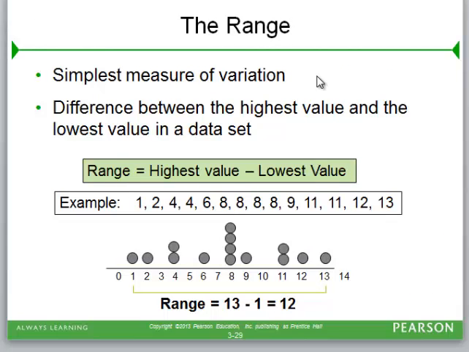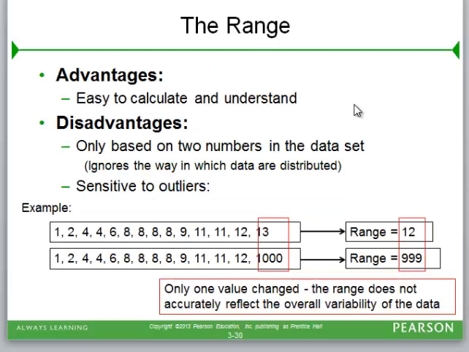Range is the simplest measure of the variation, the dispersion of the data. It is simply the difference between the highest value and the lowest value in the data set. So range is the highest value minus the lowest value. The disadvantage of the range is that it is only based on two numbers in the data set.